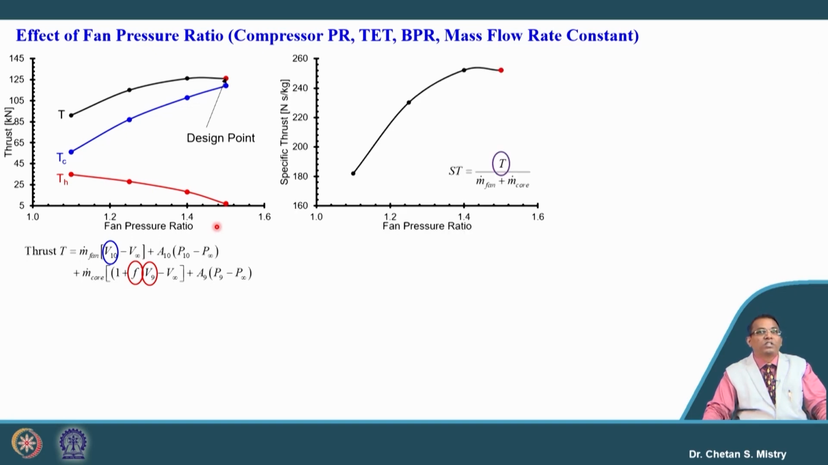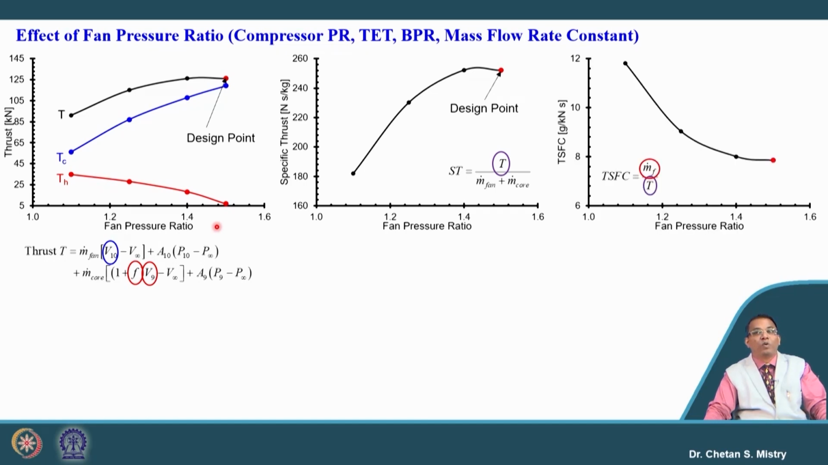Now, let us look at what is happening with our specific thrust. This is the point where we have the design condition, and with the increase of fan pressure ratio we are able to increase the thrust, that means we are able to increase the specific thrust. In line with that, this shows the effect of fan pressure ratio on thrust specific fuel consumption. At the design point, our thrust specific fuel consumption is minimum.